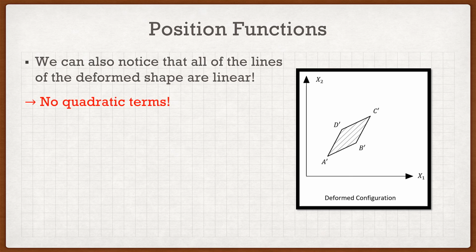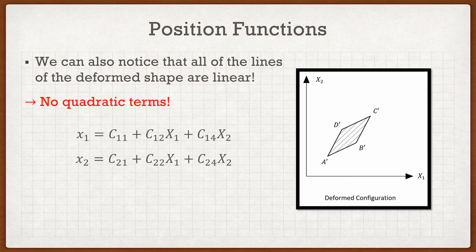And if they're all linear, how can we have a quadratic term? There must be no quadratic terms because all of those lines are nice and linear. So if I come down here and go back to my original position functions, x1 and x2, I can remove the quadratic terms from x1 as well as x2. This leaves us with the following, where x1 is going to be some coefficient plus some coefficient times X1 plus some coefficient times X2. And x2 is going to be the very same thing, except the coefficients can, of course, be different.